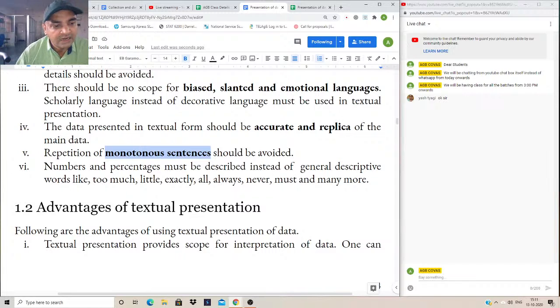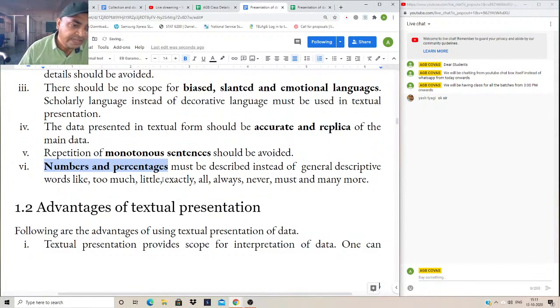Sixth, the number and percentage must be described instead of general descriptive words. That is, when you are describing data in the form of text, you should not use words like too much, little, exactly, all, always, never, must, many more. You should tell the exact number or percentage you are getting. Then only will the textual presentation convey the required information.